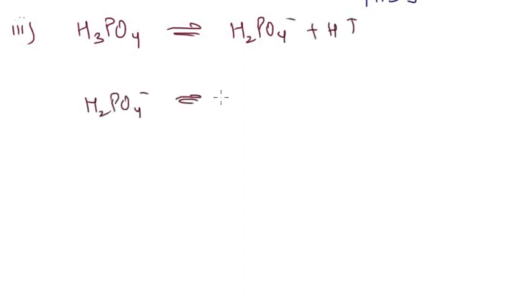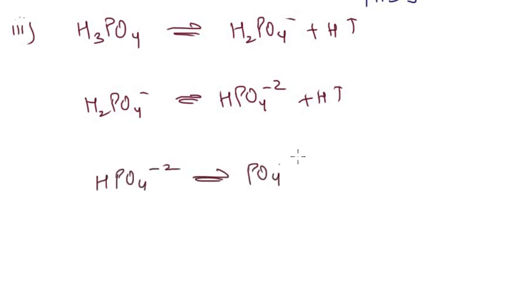H2PO4 negative will give HPO4 negative 2, then H positive. And HPO4 negative 2 gives PO4 negative 3, then H positive. Now, here we are writing Ka1, Ka2, and Ka3. So I am not writing the dissociation constant expression. You could write it as the concentration of H2PO4 negative times H positive divided by H3PO4. But I could write it as Ka1.